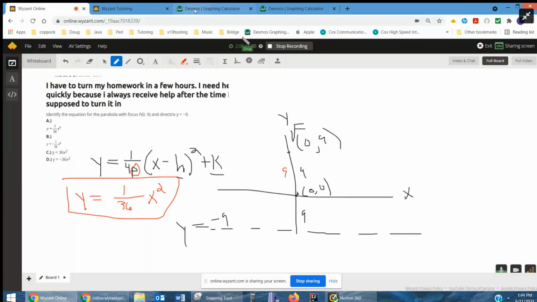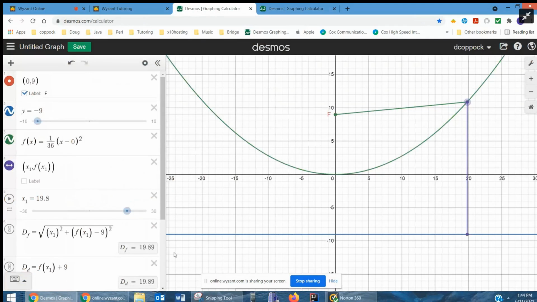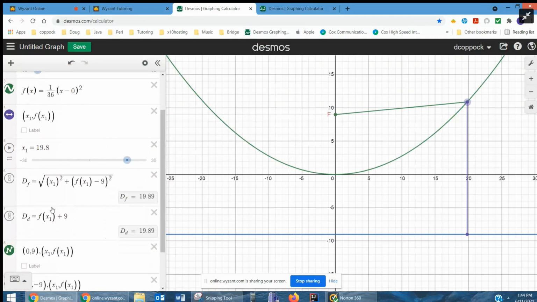Now let me go to Desmos and show you what's happening. The definition of a parabola is that any point on the parabola has the same distance to the focus as it does to the directrix. If you look at these distances right here, this distance on row 6 is the distance to the focus, where (x sub 1, f of x sub 1) is a point on the parabola. Right now it's set at 19.89. I've used the distance formula: the change in x squared plus the change in y squared, take the square root.